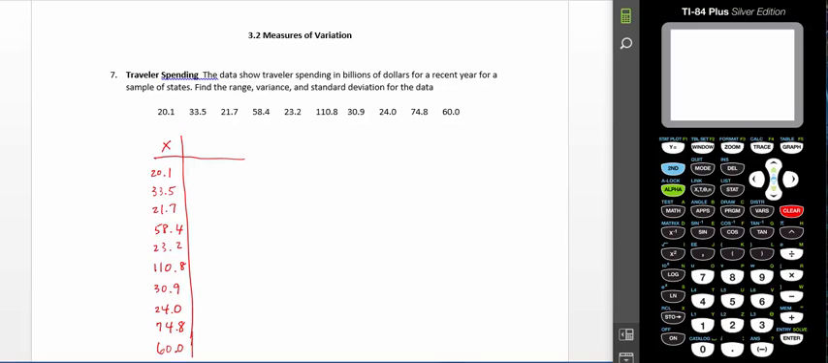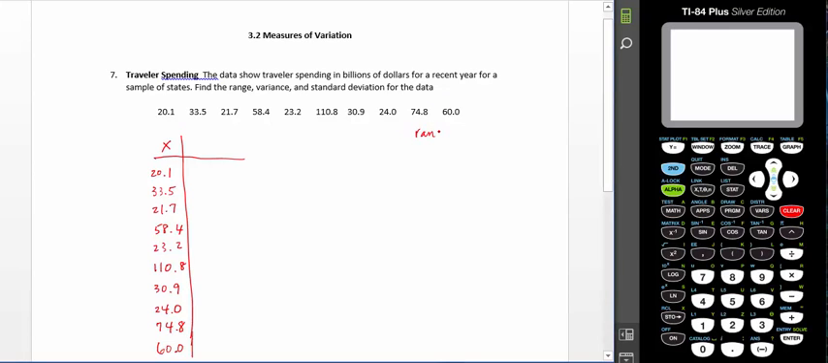3.2 Measures of variation. The data show travelers spending in billions of dollars for a recent year for sample states. Find range, variance, and standard deviation for the data. Okay, let's start out with the range.